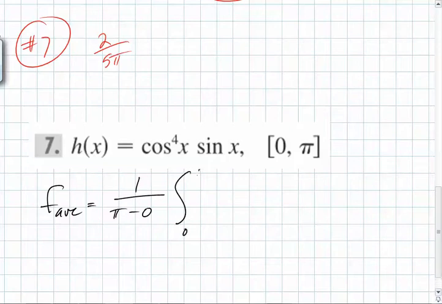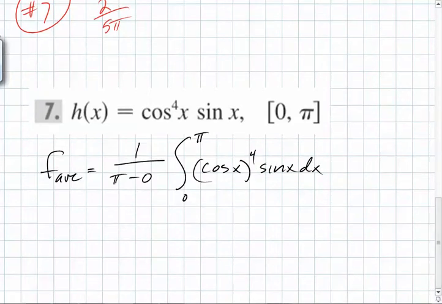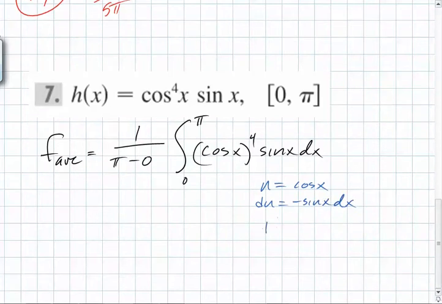0 to pi. Yep. Cosine to the 4th x, so cosine x to the 4th times sine x dx. Now, what should you be using now? U substitution. So u is equal to? What do you think? Cosine x. So du is equal to negative sine x dx. Yes. So dx is equal to du over?